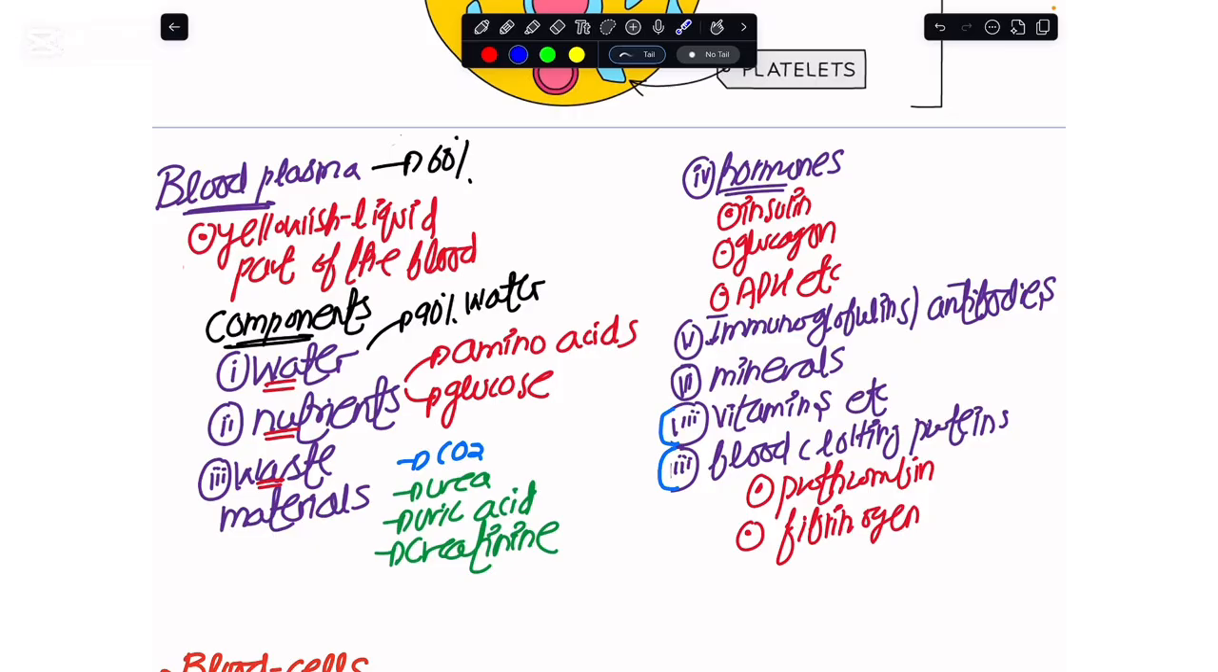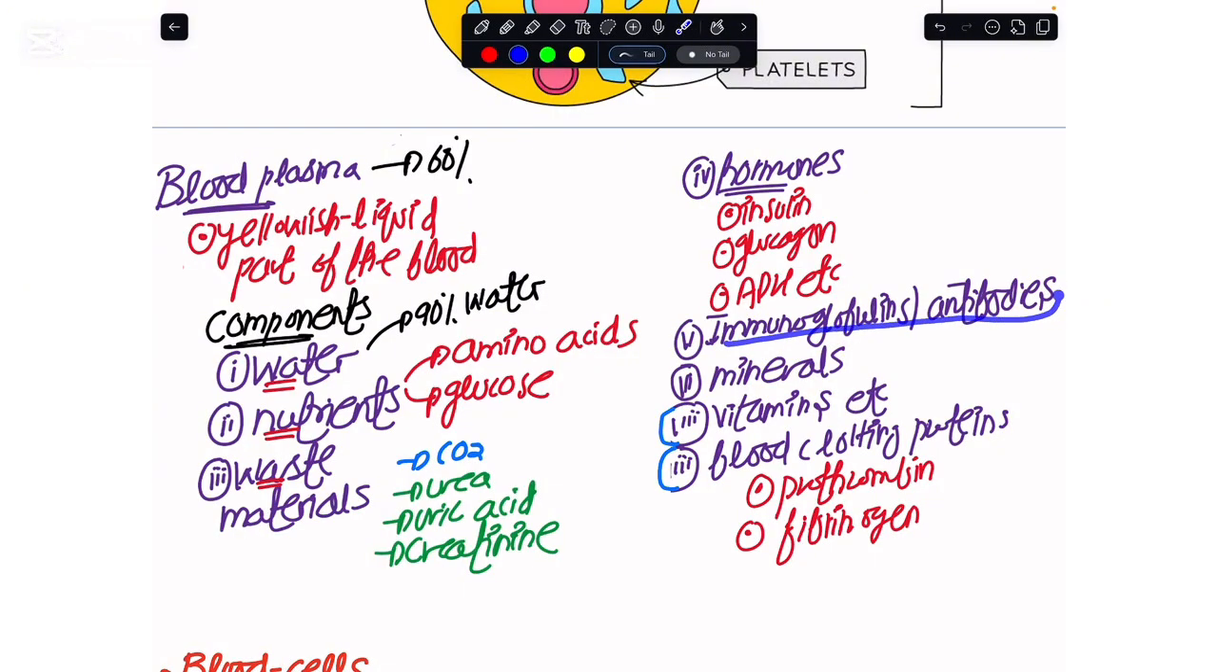So again, they would be available within this blood plasma. And the blood plasma also has some hormones dissolved in it, like insulin, glucagon and antidiuretic hormone, that have to be carried from the organ that produces them to an organ where they have to act, which is regarded as a target organ. So again, this blood plasma would be used.